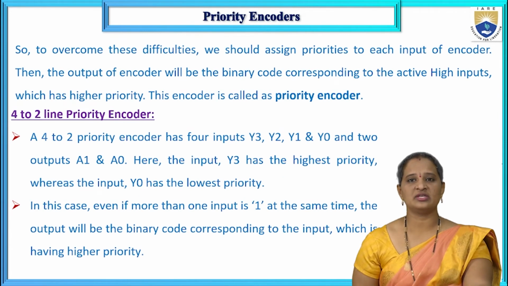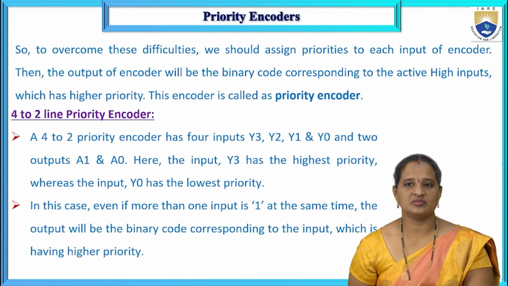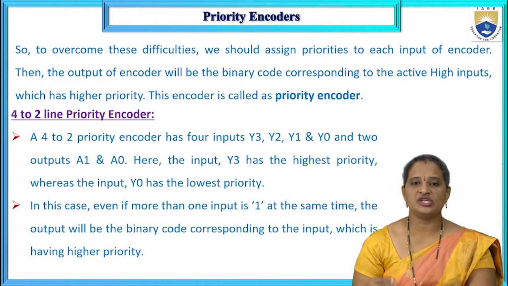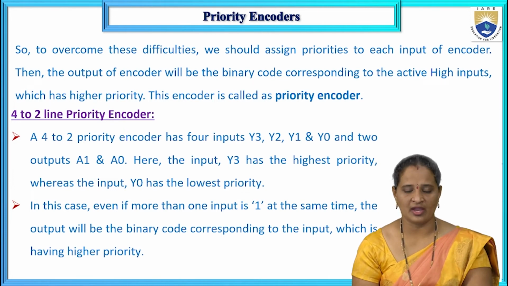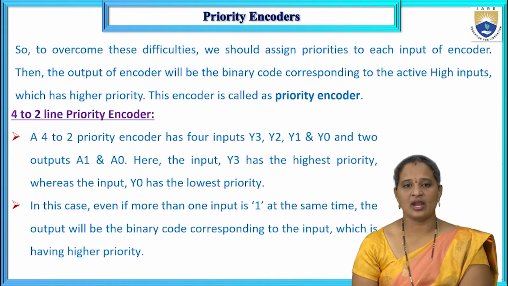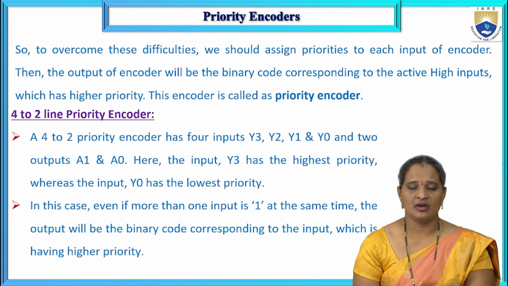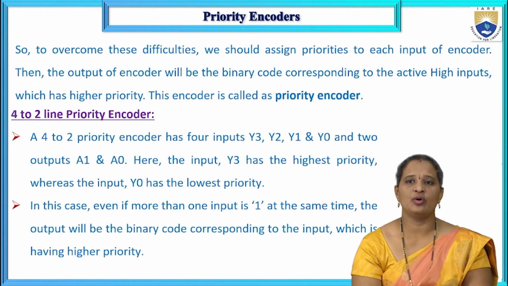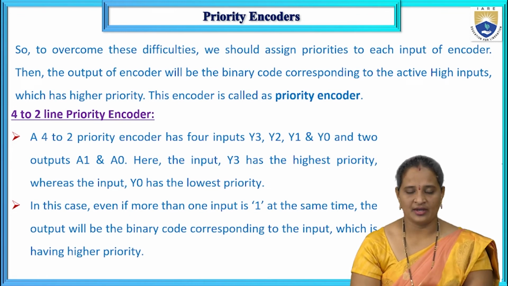So to overcome these difficulties, we are going for another type of encoder, which is the priority encoder. What are we doing in a priority encoder? We assign priorities to each input line of the encoder, and if more than one input line is enabled, based on the priorities given, the input line which has the highest priority will be encoded into binary first. Such a type of encoder is called a priority encoder.